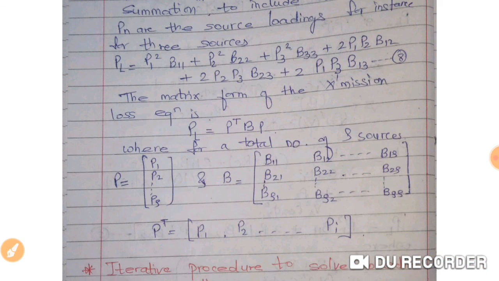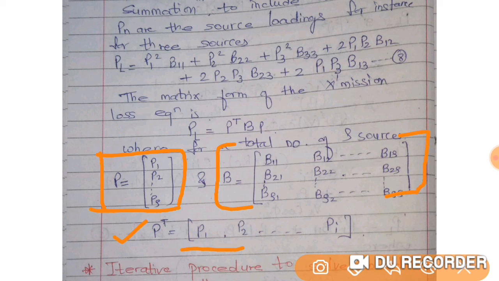This is the way that you can write all the terms for all the sources in just one equation. In matrix form you can write it as PL is equal to P transpose B P. For example, if you have P equal to P1, P2 up to Pn, for example, then the transpose of P will be like this. P, which was in the vertical form, will become horizontal in the transpose. And the B matrix, that is the loss coefficient matrix, is written in here.